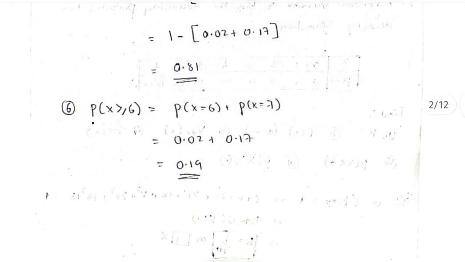And the second one is p of x greater than or equal to 6. That means p of x is equal to 6 plus p of x is equal to 7. You'll get the answer here. Or you can subtract 0.81 from 1 also.